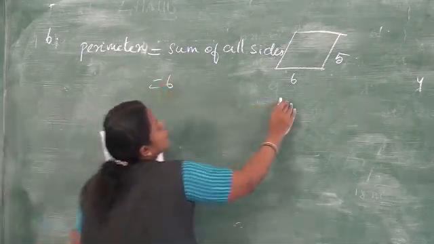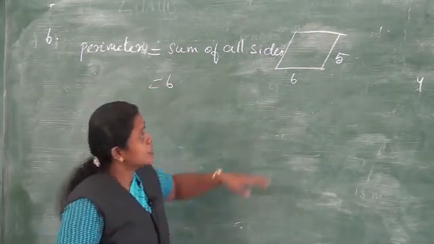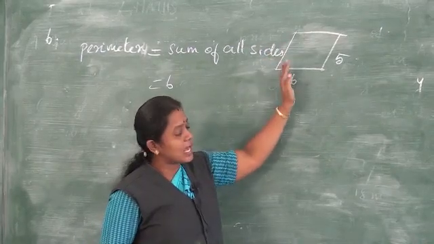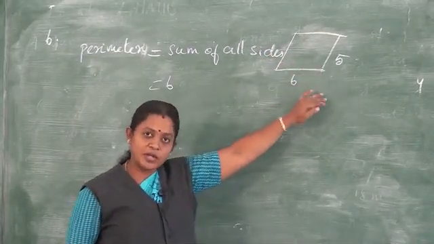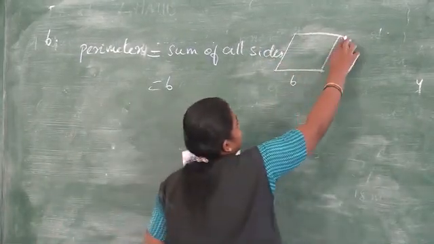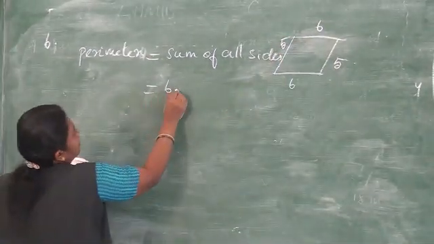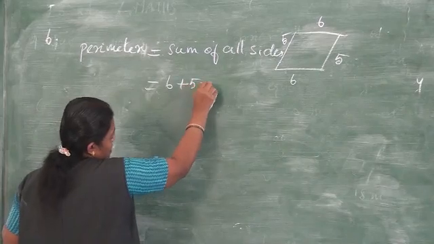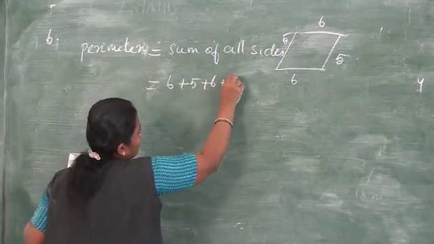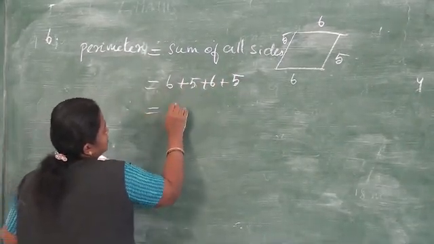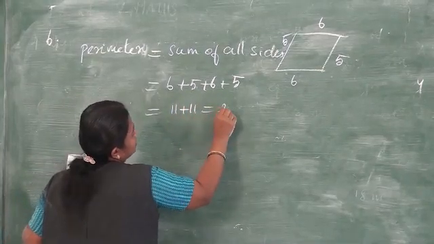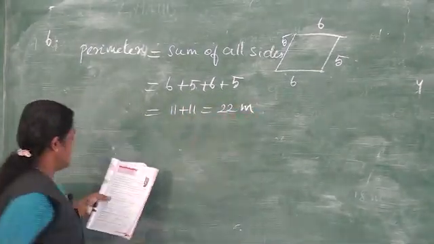So what side is given to us? 6. So you know the property of a parallelogram. Opposite sides are parallel and equal. From that property we can write here 6 then 5. So now add the sum of all the sides. 6 plus 5 plus 6 plus 5. Then 11 plus 11, that is equal to 22 meter.